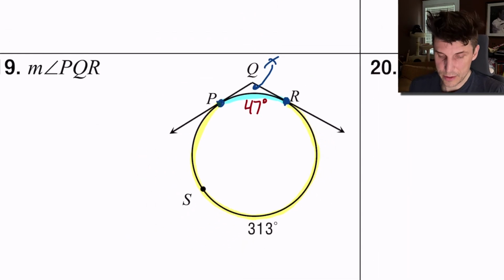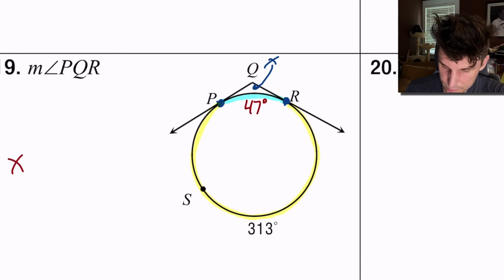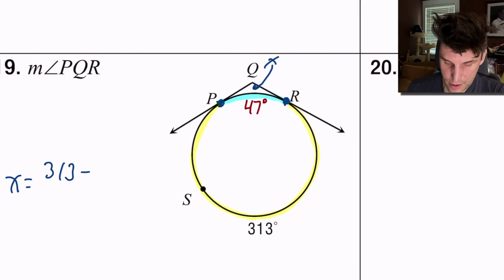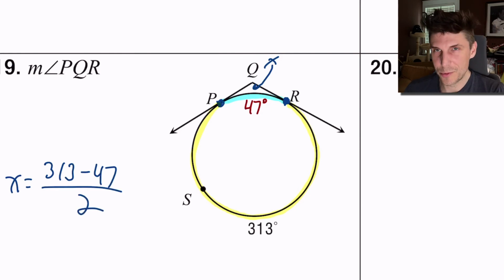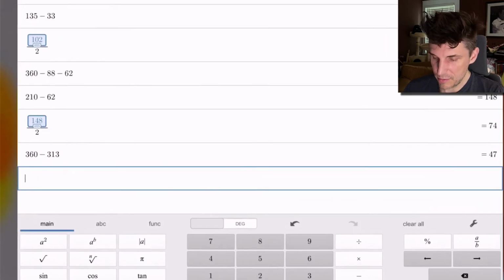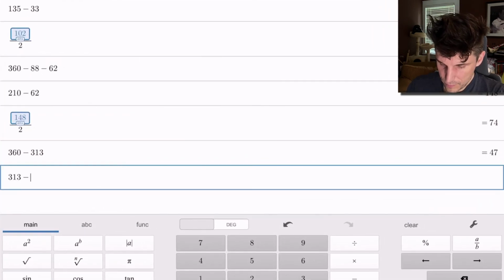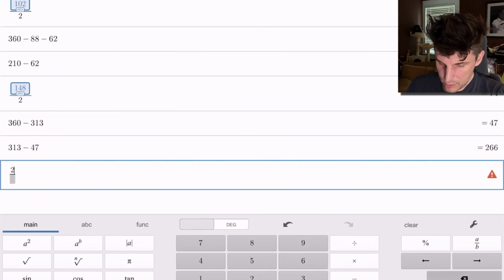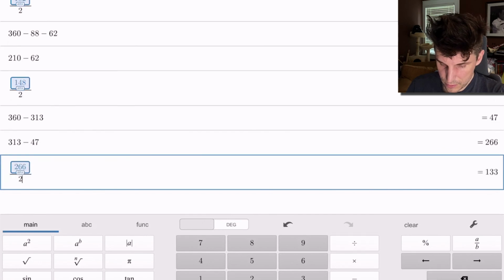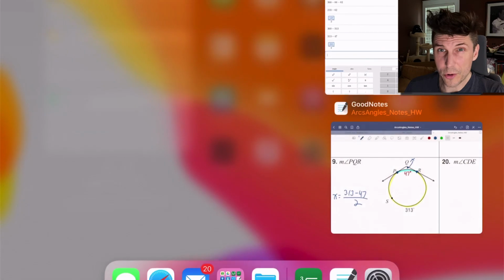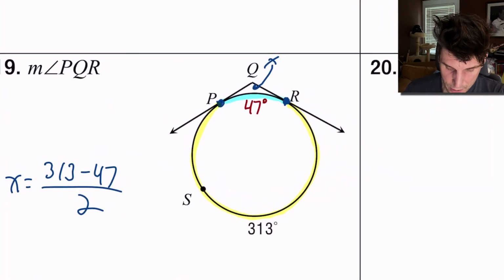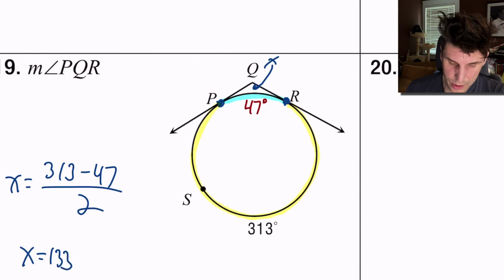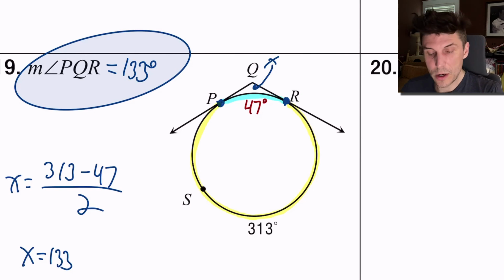Now we have enough information to solve this. So we know that X equals 313 minus 47 all divided by 2. I'm just writing it the other way to mix it up for you. 313 minus 47. Take that answer and you divide it by 2. So answer divided by 2 is 133 degrees. So this is X equals 133 degrees. Awesome.